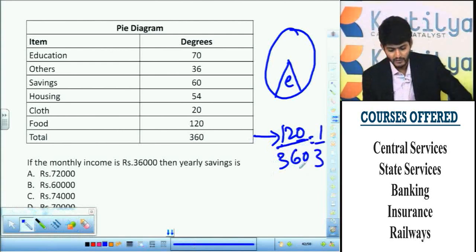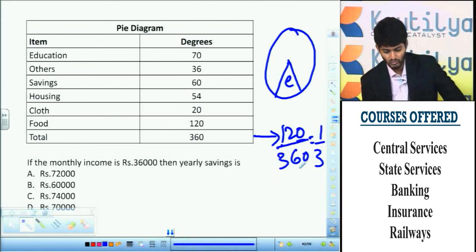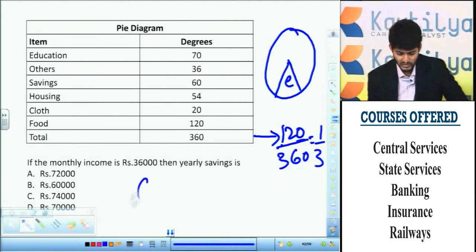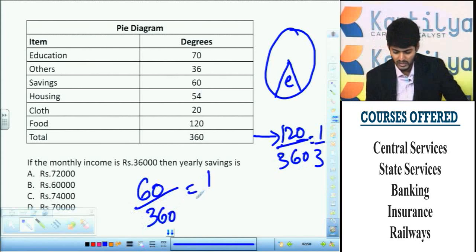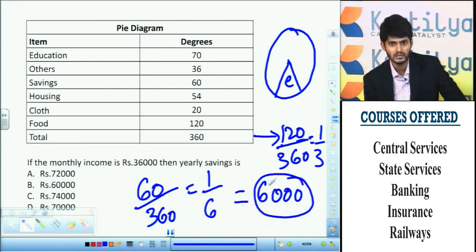Okay. Now he is asking, if the monthly income is 36,000. So what is your monthly income? 36,000. Out of the total income, this is your expenditure. Now what is he asking? He is asking about savings. Now you look at the savings. What is savings? 60 degrees. Savings are 60 degrees out of 360 degrees. That means 1/6 of your income is what you are saving. Yes, your income is 36,000. So 1/6 of your 36,000 will be 6,000. So you are saving 6,000 per month.